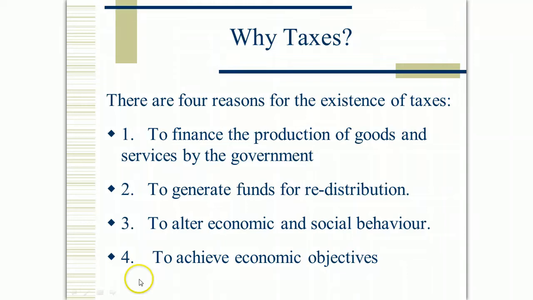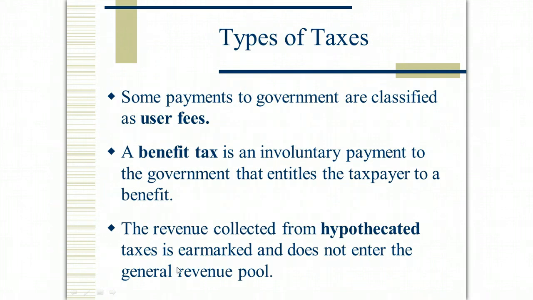So these are the 4 reasons for taxation: to provide money for the government to spend, with the hope that they'll spend it wisely and efficiently; to generate funds for redistribution, a sort of Robin Hood mentality, to take from the wealthy and give to the poor; to alter economic and social behaviour, to change incentives; and to achieve economic objectives. The objective being to encourage investment, leading to economic growth.